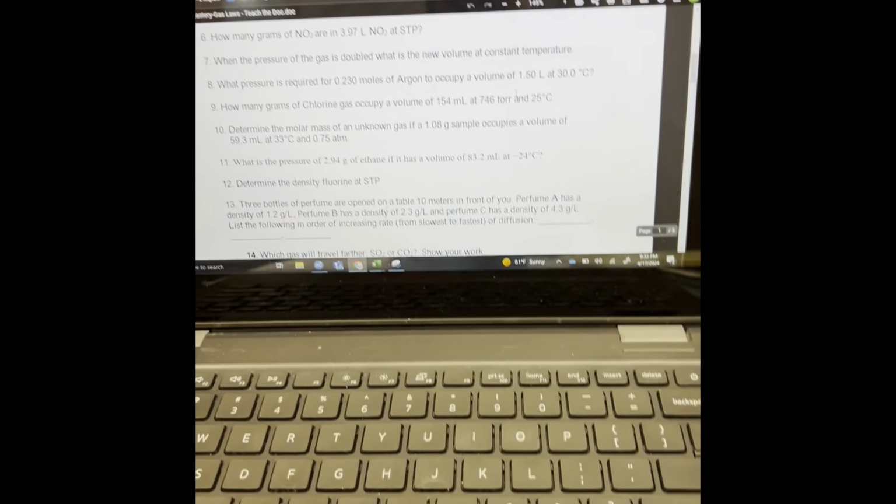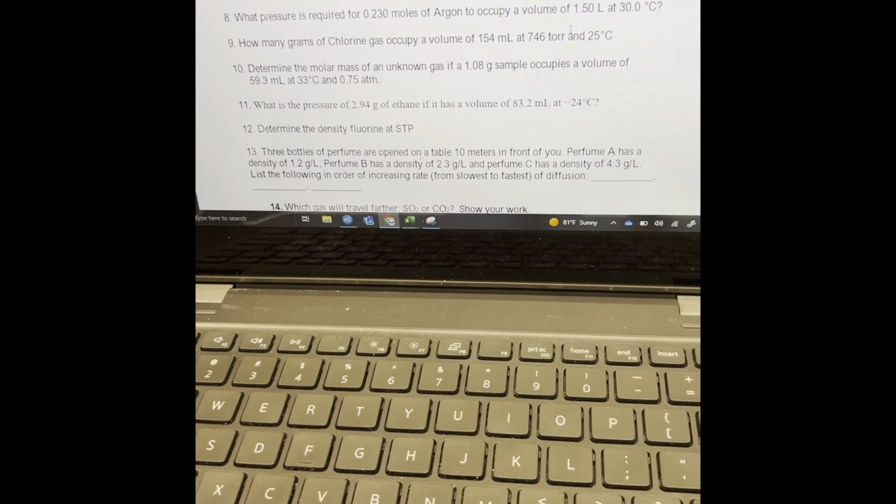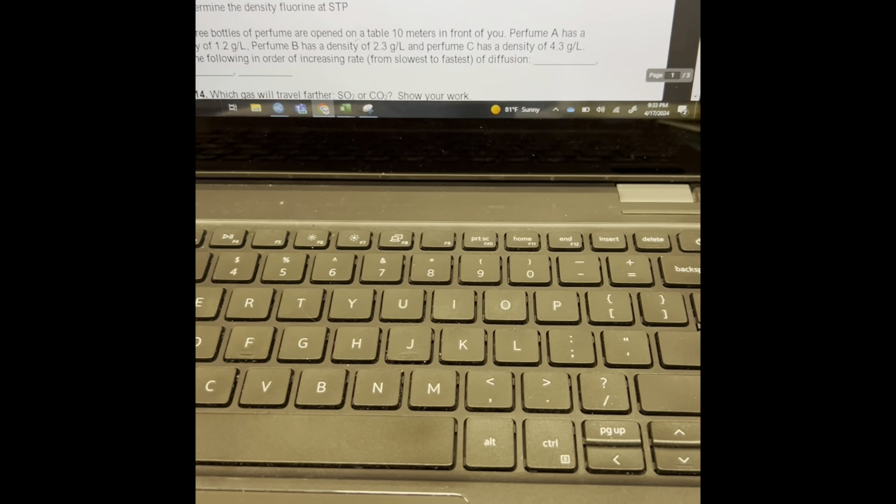All right, now for number 7. When the pressure of the gas is doubled, what is the new volume at constant temperature? What gas? It says the pressure of the gas.